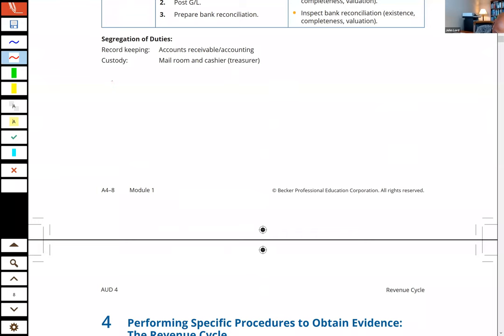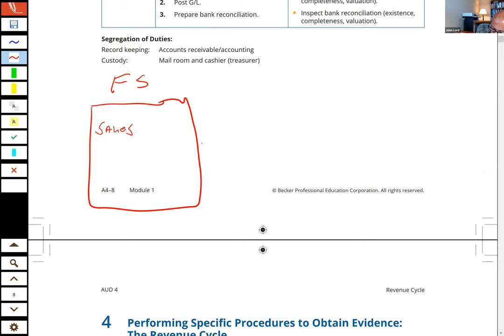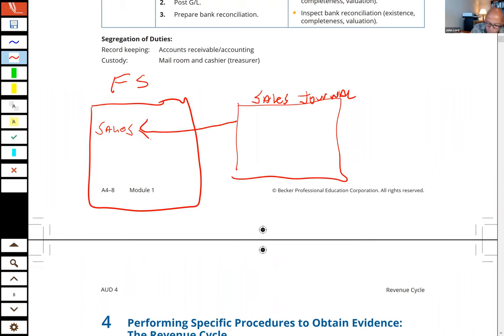So what happens? We have our financial statements, our balance sheet, et cetera, right? Say on our balance sheet, we have sales on there. And then we've got our sales journal. And our sales journal is going to feed into the sales that are reported on the income statement, right? In this example, okay, our financial statement. So we've got journals that support.